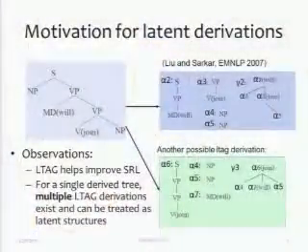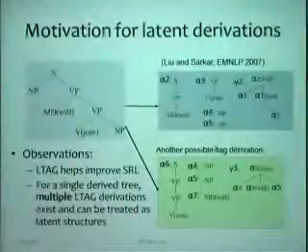So, here we have some observations. Now we know LTAG features can help improve SRL performance. We also found that for a single derived tree, there are multiple LTAG derivations available, which can be treated as latent structures. The top LTAG derivation tree is the one used in our previous work, and here is shown another possible LTAG derivation tree.